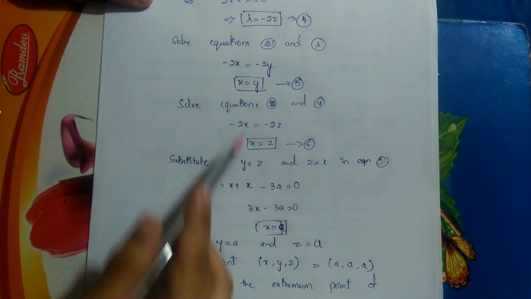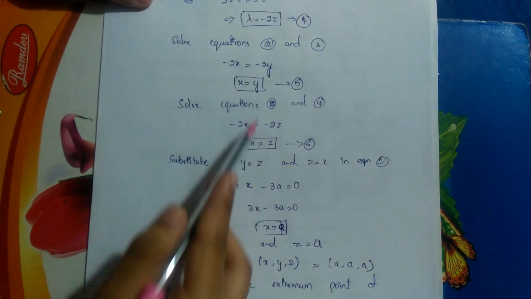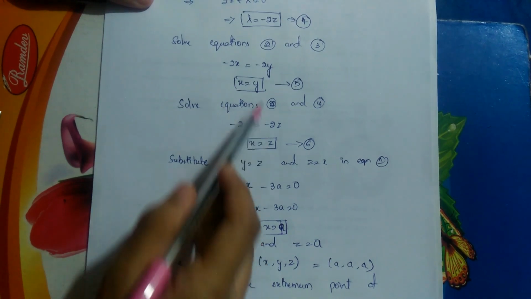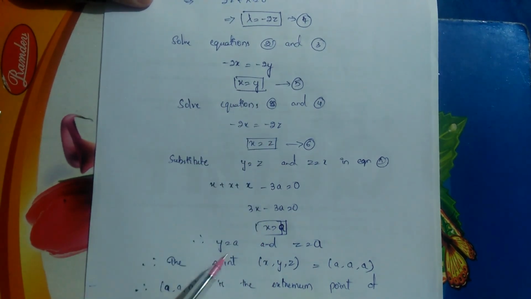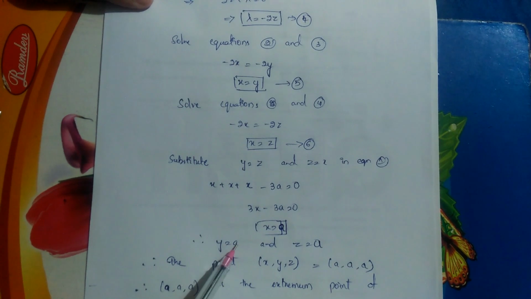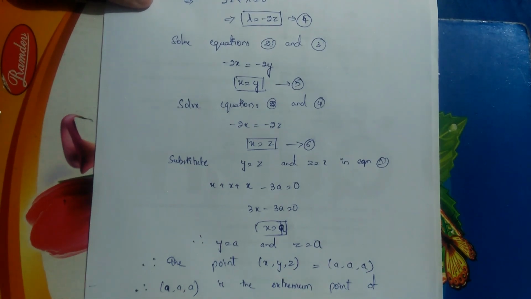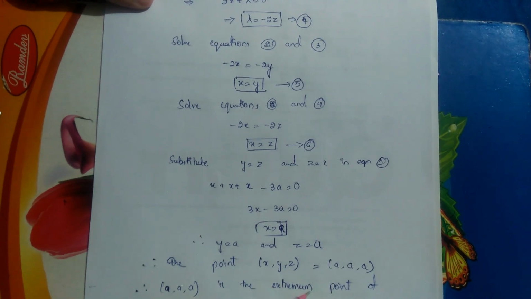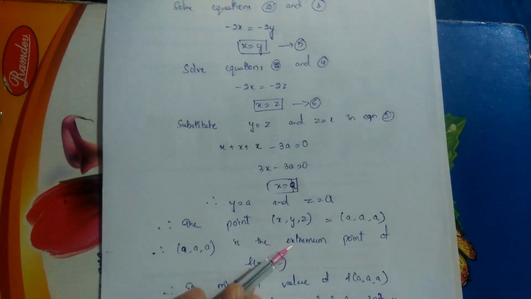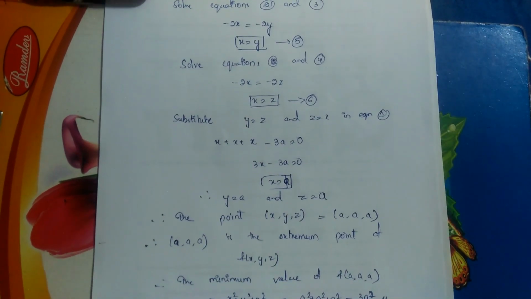So from those two conditions, x equals y and x equals z, we can also equate y equals z. So from this we get the y value as a and the z value also as a. So the point (x, y, z) is (a, a, a). This is a point, and this is an extremum point of the function f(x, y, z). So we know that it's an extremum point. That means it is either maximum or minimum, but in the question it's given as minimum.